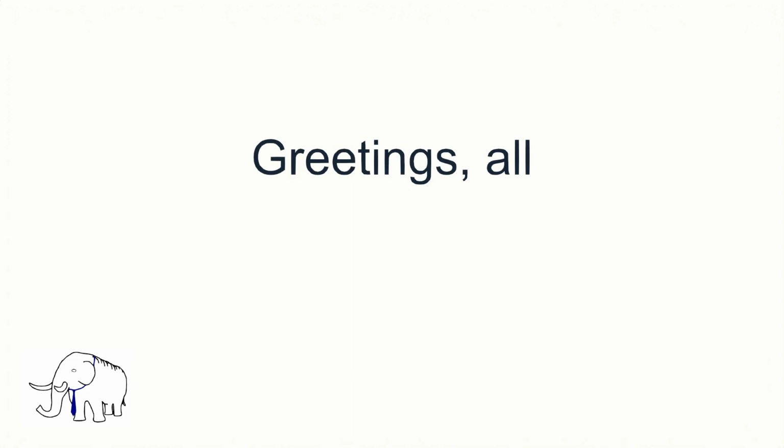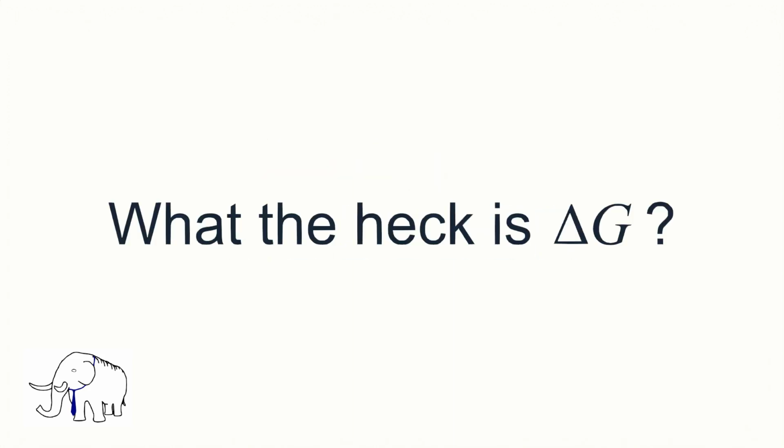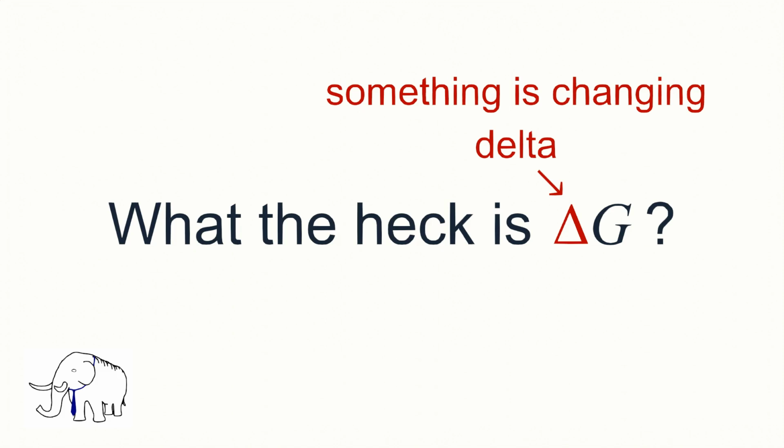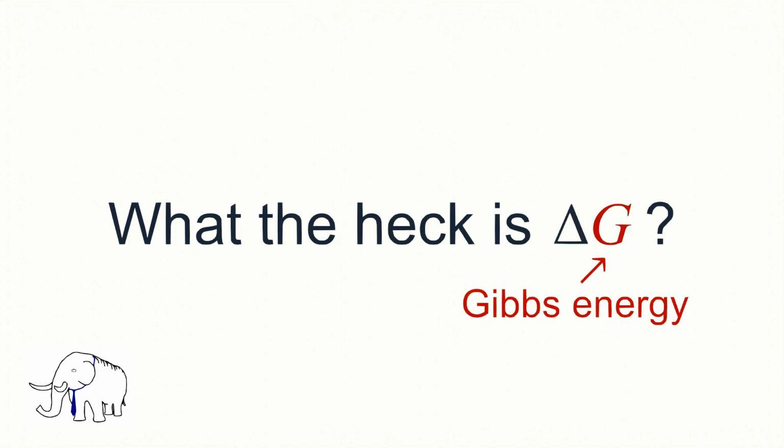Greetings all. Question: what the heck is delta G? First of all, the triangle thingy is the Greek letter delta, which we use to indicate that something is changing. And in this case, what's changing is the Gibbs energy, and Gibbs energy is what we're representing by the letter G. Well then, what the heck is Gibbs energy?